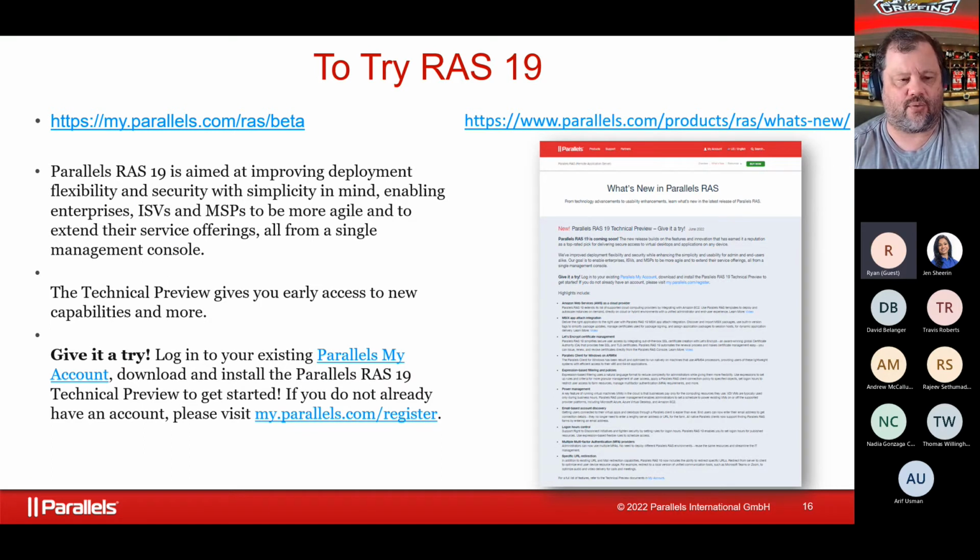So if you want to try RAS 19 to give it a shot, or even if you want to give 18 a ride right now, you would go to my.parallels.com, and there you can sign up and register for an account to get access. If you go to RAS Beta, that will get you to the RAS 19 beta. It's public preview now, so you can go in, register, and download it to see the features of what's new and better explanations. There's a link there.